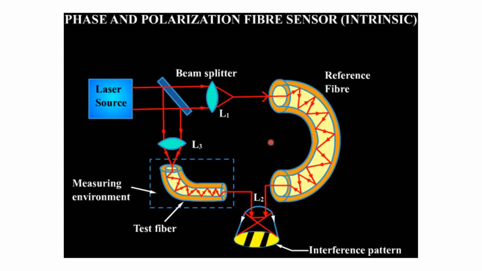So this is the actual picture of this intrinsic sensor. It is also called an intrinsic sensor, active sensor. Phase and polarization modulation is recorded here, so it is also called a phase and polarization fiber sensor.